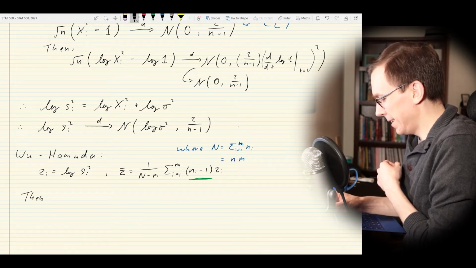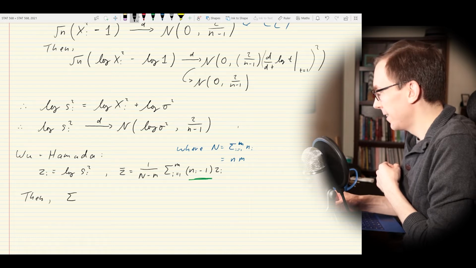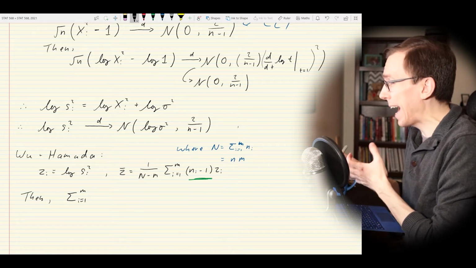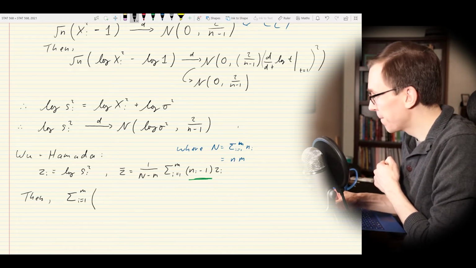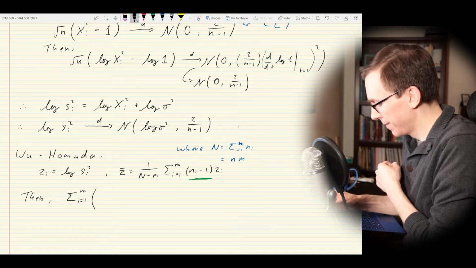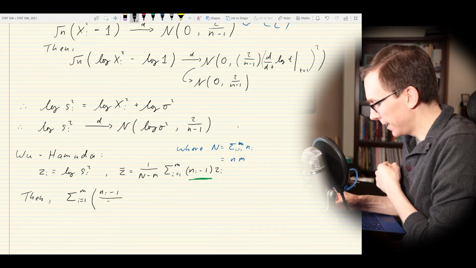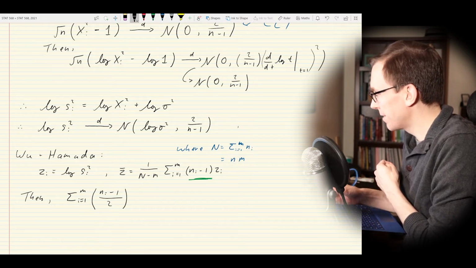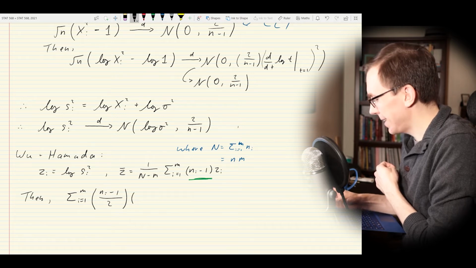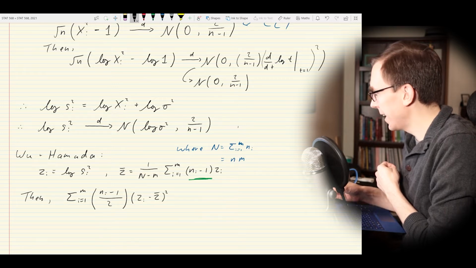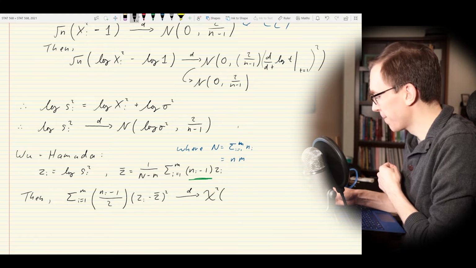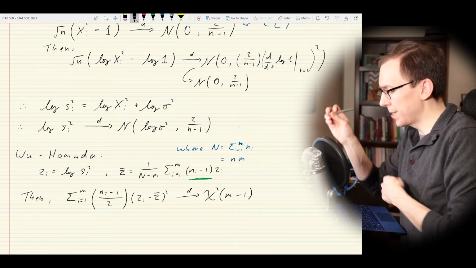what they claim is that if I look at the sum, i from 1 to m, remember m is the total number of treatments or categories that we're testing over, and I scale this by the individual sample size, n_i minus 1, over 2, and then we take our z_i minus z bar squared, and the claim is that this converges in distribution to a chi-squared random variable with m minus 1 degrees of freedom.